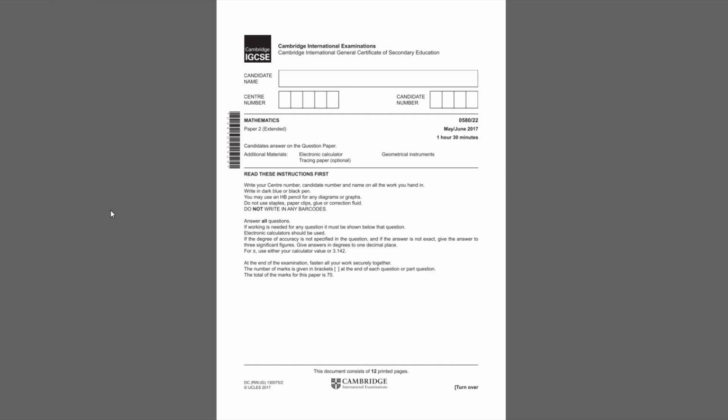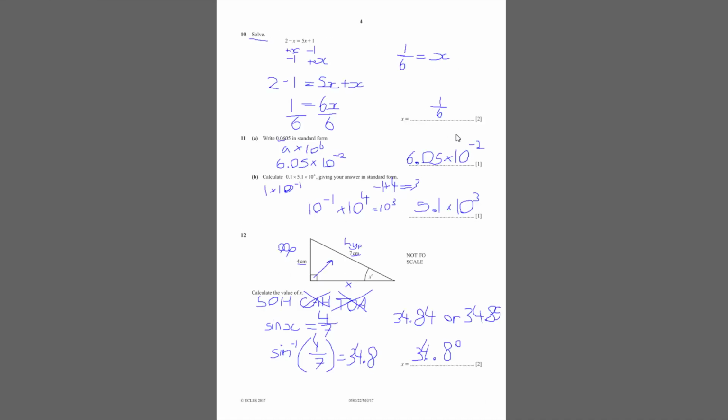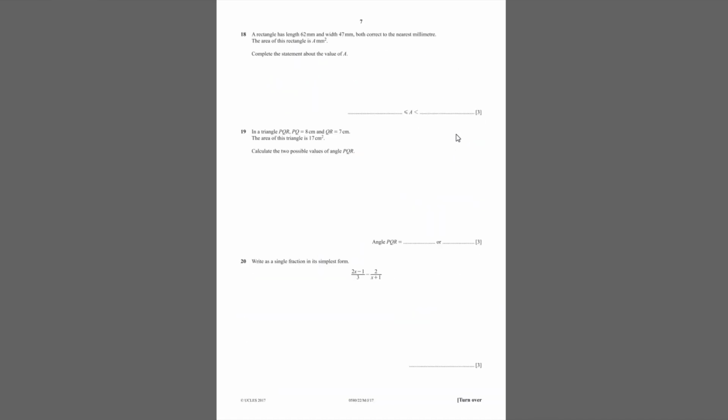Today, I'll be looking at the Cambridge IGCSE Mathematics Paper 2 Extended from May-June 2017. Today, we will be answering questions 18, 19, 20, and 21 on pages 7 and 8. So, first up, page 7.